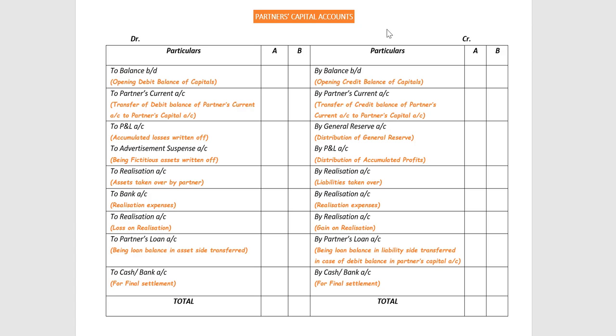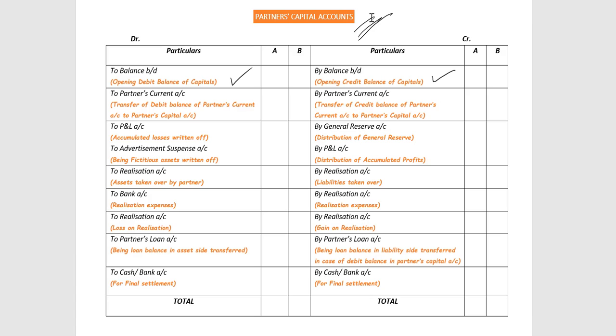Next, let's learn the format of partners' capital accounts. Where the partner's capital account has a credit balance appearing in the liability side of the balance sheet, we will bring down the balance as by balance brought down. And where a partner has a debit balance of capital, that is a capital balance appearing in the asset side of the balance sheet, we will bring down the balance as to balance brought down.